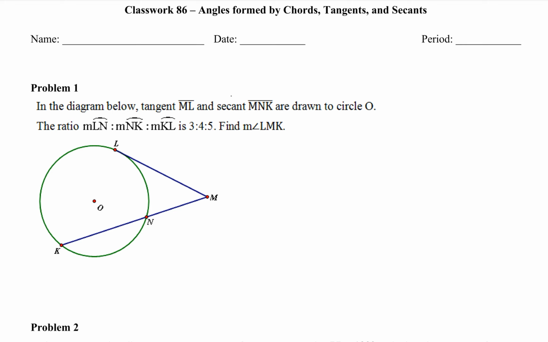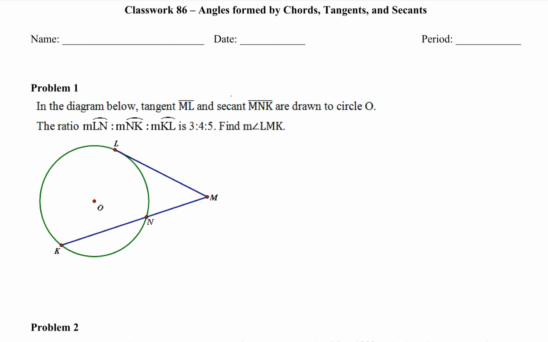Okay, so let's solve Classwork 86, angles formed by chords, tangents, and secants. According to problem 1, you have a diagram in which tangent ML and secant MK are drawn to circle O. You have the ratios of arc measures LN to NK to KL to be 3 to 4 to 5. Find the measure of angle LMK.